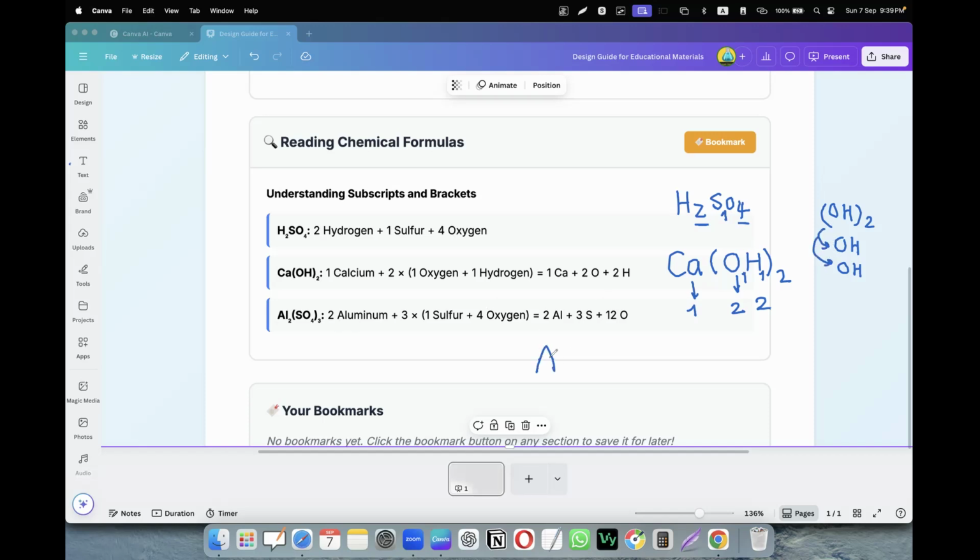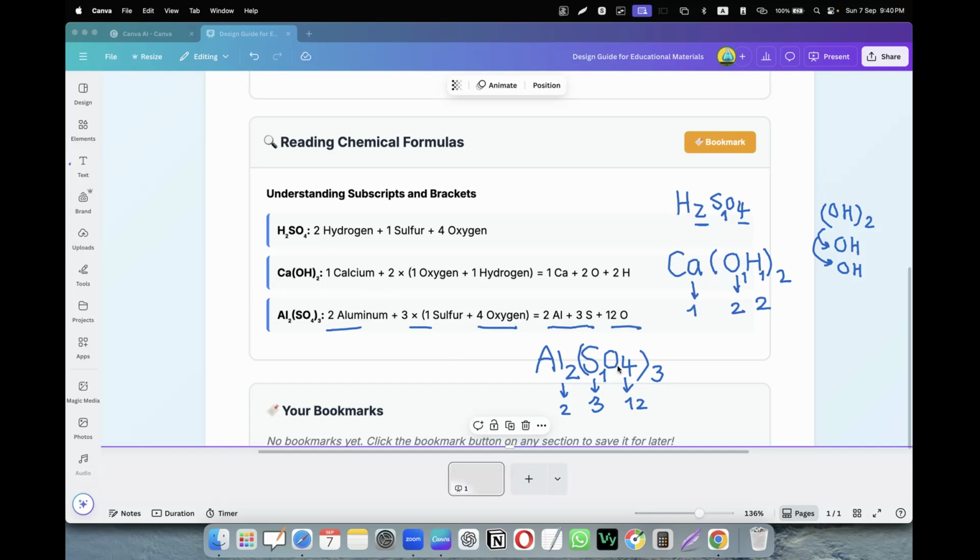Aluminum sulfate. So aluminum, I have 2 atoms. The subscript or the number after the atom tells me that it is 2. And then there is SO4. Remember that we multiply every number by the number in the bracket outside. So there is 1 sulfur here, but it is multiplied by 3. So the sulfur is 3. Oxygen is 4, but multiplied by 3, so it is 12. So I have 2 aluminum, 3 sulfur, and 12 oxygen atoms.